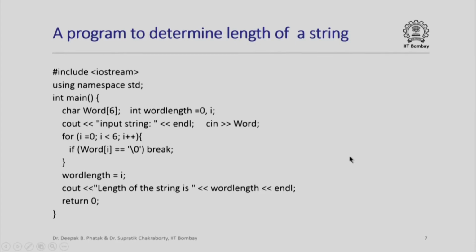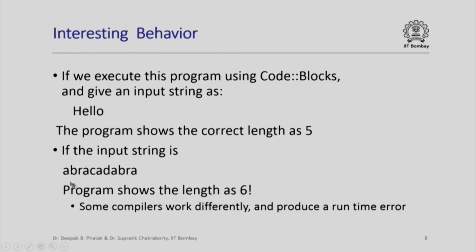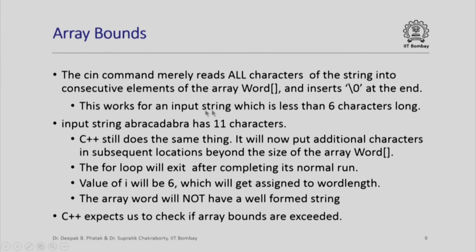However, when we input a larger string such as abracadabra, the compiler, depending upon how it is implemented, might work either terminating the loop execution as directed or giving some runtime error because you are trying to stuff additional characters in an array which is less than 11 characters long. So, the cin command merely reads all characters of the string into the consecutive elements of array word and inserts a \0 at the end.